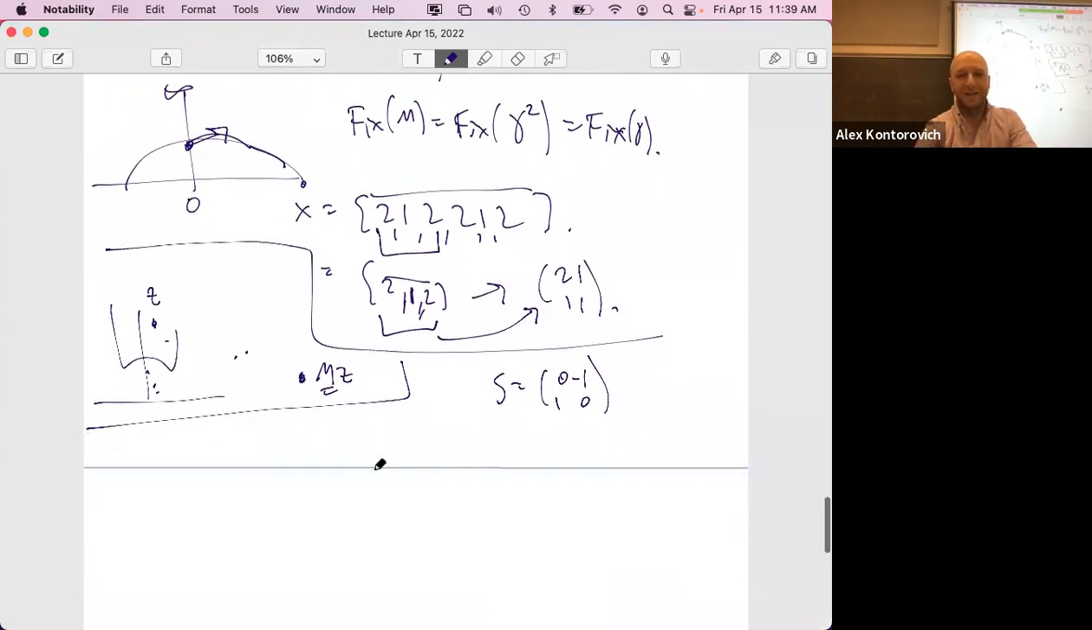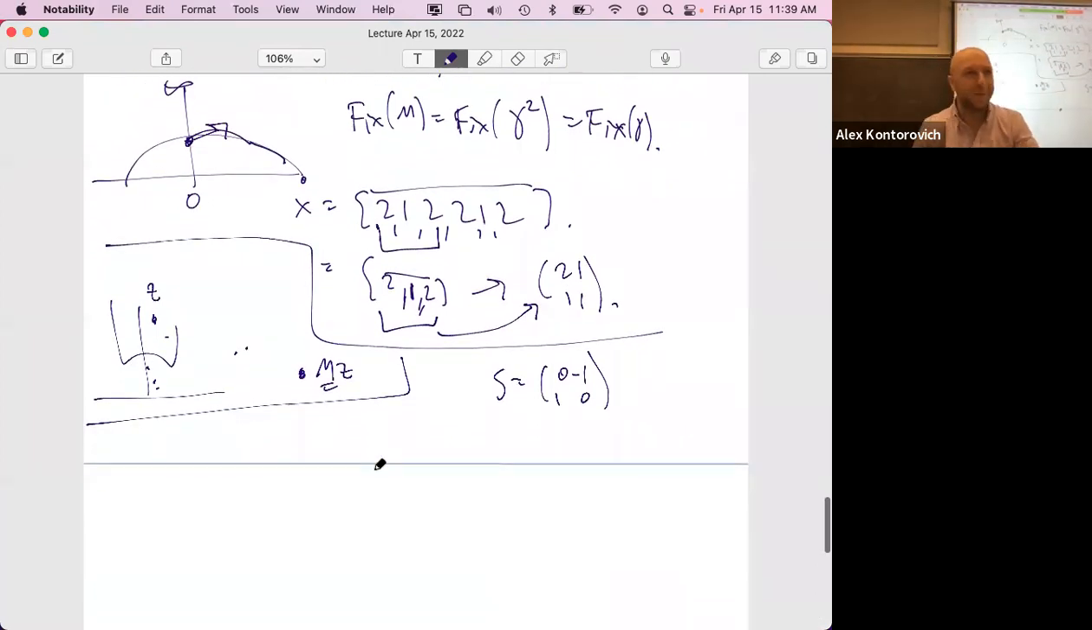Let me do one last thing. I think I have time for one last thing. No, it's going to take too long. I want to connect to the next thing that we're going to do. I'll just say it in words. The next thing we're going to do is connect this whole story of closed geodesics and primitive closed geodesics and their conjugacy classes, and hyperbolic elements of SL2Z and their conjugacy classes, all the way back to quadratic forms.